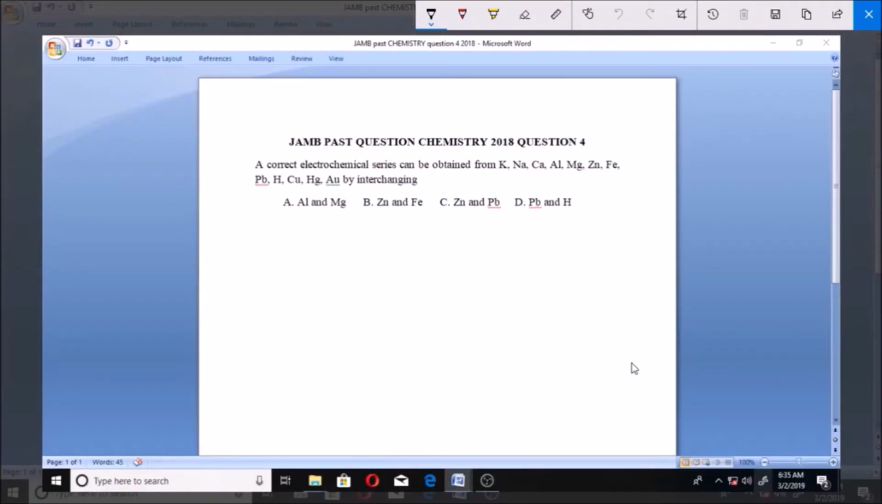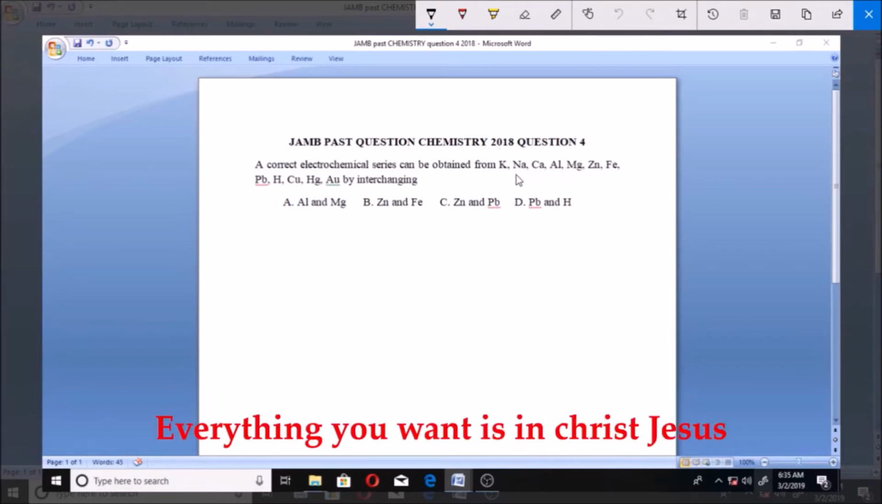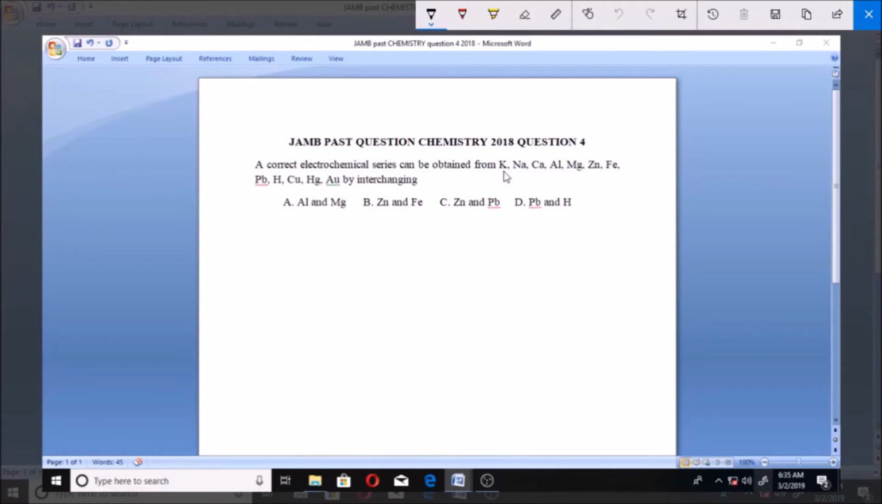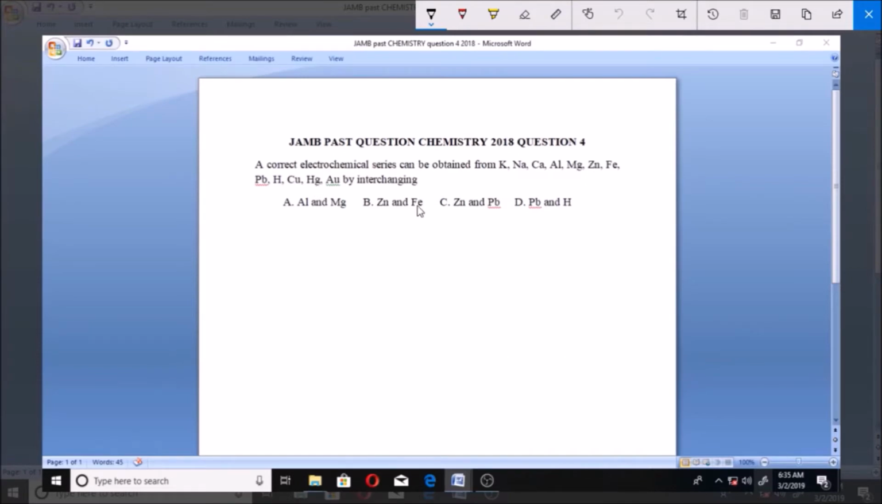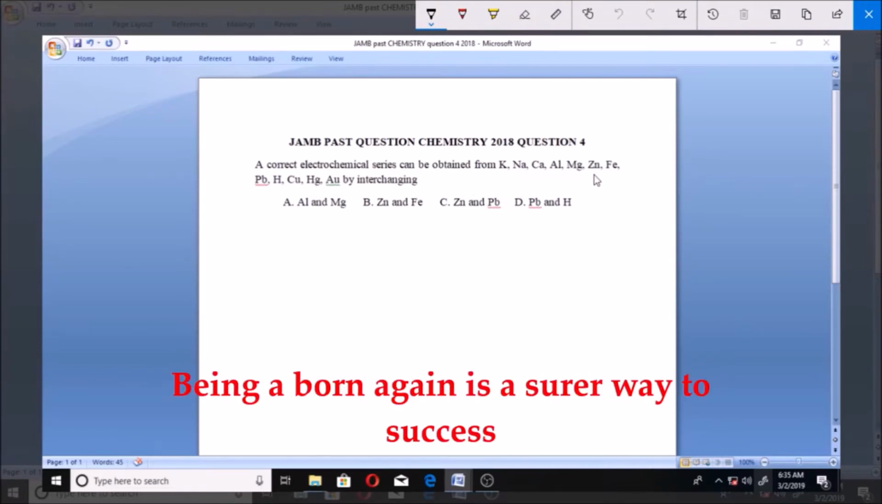Now let's look at this problem, JAMB past question, chemistry 2018, question number 4. A correct electrochemical series can be obtained from K, which is potassium, Na sodium, Ca calcium, Al aluminium, Mg magnesium, Zn zinc, Fe iron, Pb lead, H, Cu, Hg, Au, by interchanging. So what do you interchange in order to make this the correct electrochemical series?